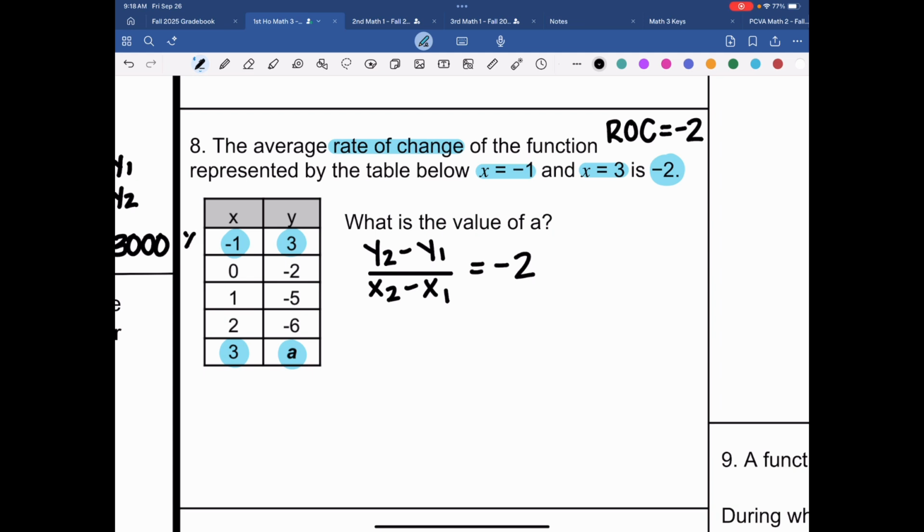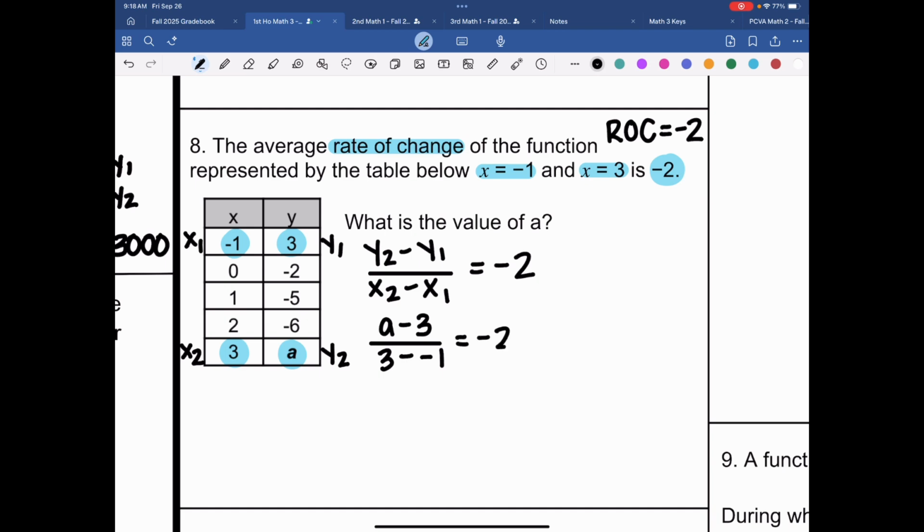So I'm going to substitute in what I know, and I'm going to work backwards here. We know the rate of change. We want to find the missing number. My y2 was the a value. That's what we're going to wind up solving for. My y1 is 3, so that's a minus 3. And then x2 is 3 minus x1 is -1. Now, I want to point out that this is a minus and a negative. When you're doing a problem like this, the formula is negative, and if these numbers are negative, that means there's a double negative there.